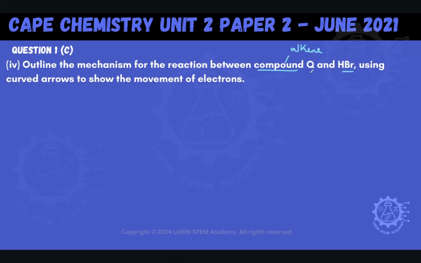So compound Q, we know it's an alkene. And so alkenes and HBr react via which mechanism? It's going to be electrophilic addition, okay? Electrophilic addition. That's the mechanism by which alkenes react, right? And so we're going to just set that up now to show that.